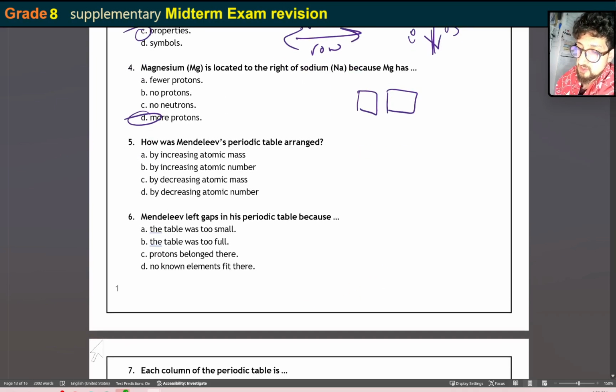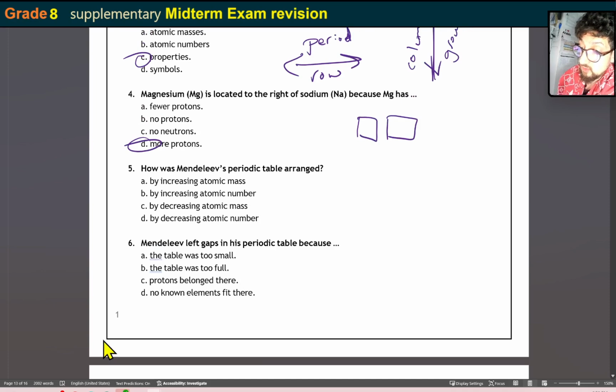How is Mendeleev's periodic table arranged? We talked about that just now. We said it was arranged by increasing atomic mass, which is not the same way we do it today. So today we do it by atomic number, or by the number of protons.